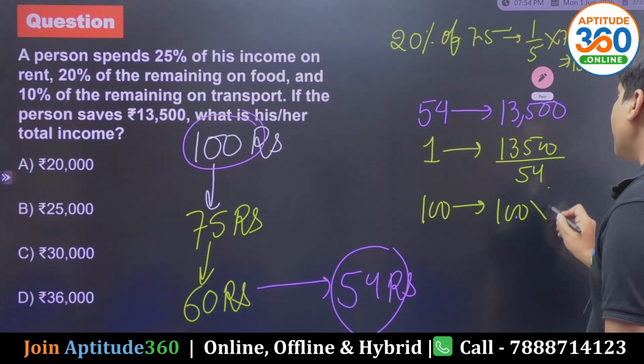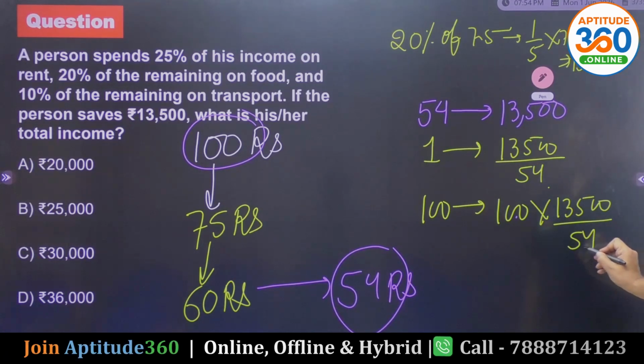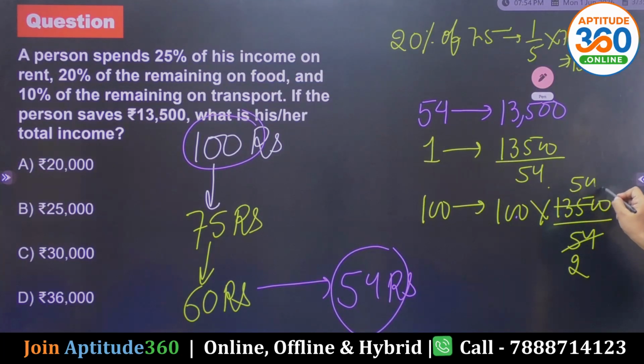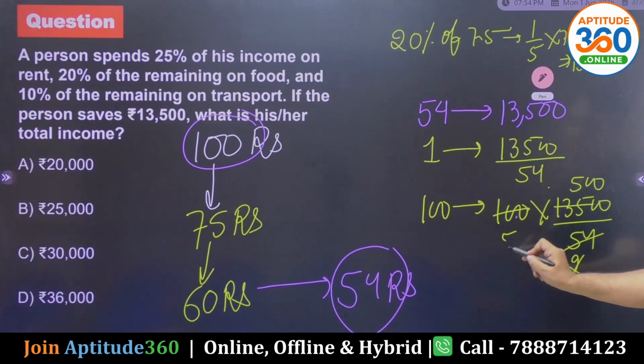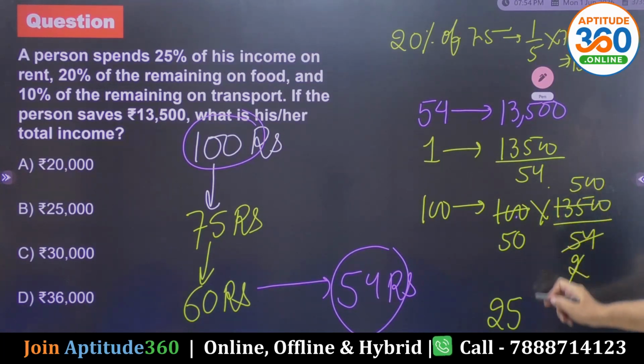So 100 into 13,500 upon 54. If you simplify, what are you going to be having? This is 27 into 2, this is 27 into 5, and then this is 50. 5 into 5 is 25. 25 followed by how many zeros? It is going to be followed by 3 zeros.